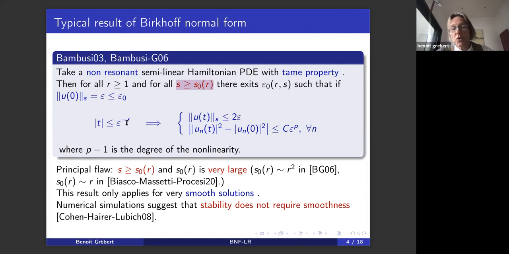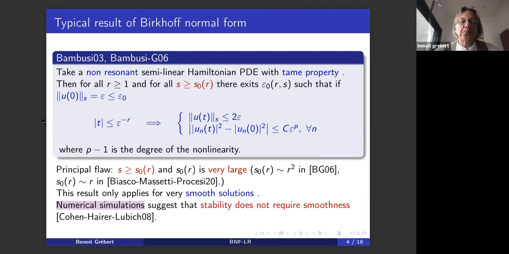So nevertheless, numerical simulation suggests that stability does not require smoothness, and you can find this fact in a paper by Cohen, Hairer, and Lubich, and essentially they show that numerically you see stability even in the energy space. So that's why we want to consider this kind of result, Birkhoff normal form, but in energy space. Good.